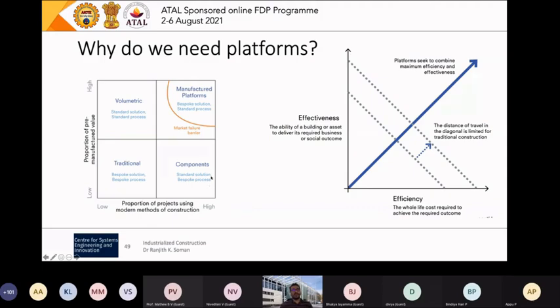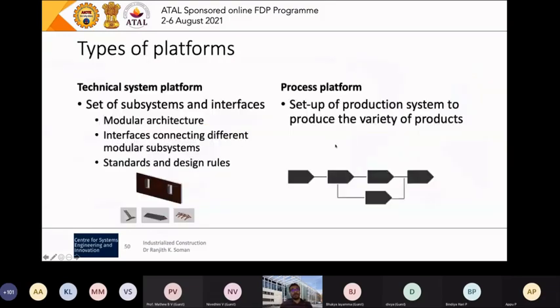That's the worst. You have a standard solution, but it comes about through any process. Then there is the manufactured platform, a unique solution but using a standard process. That's what we are looking at. The idea is to combine maximum efficiency and effectiveness. Travel along this diagonal is limited for traditional construction because of the bespoke processes. That is why we need a platform.